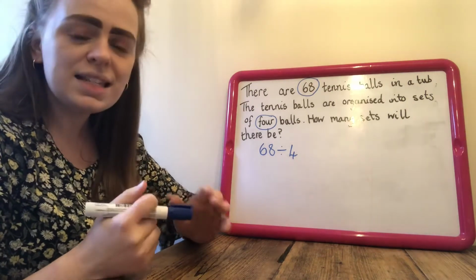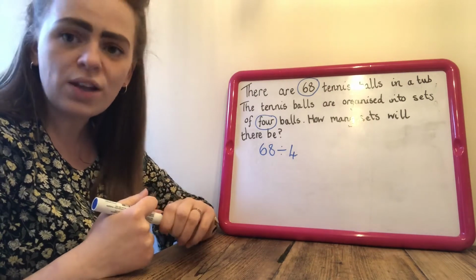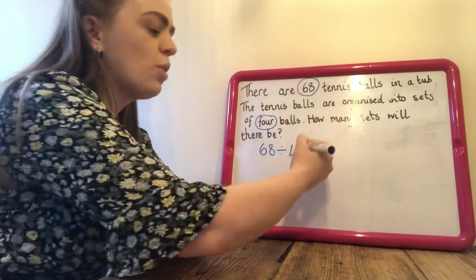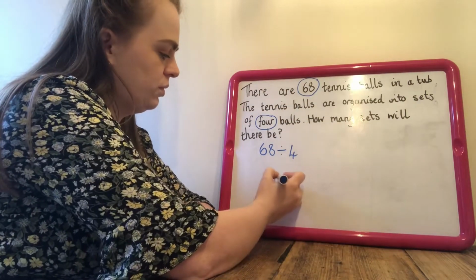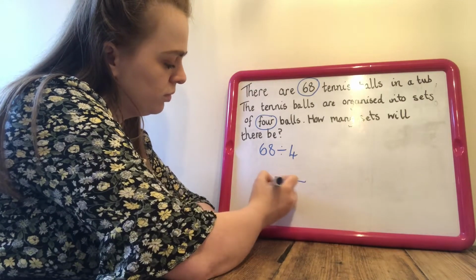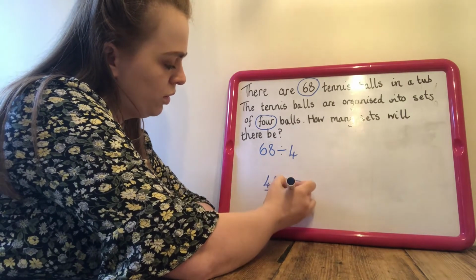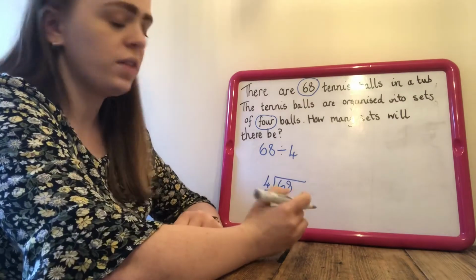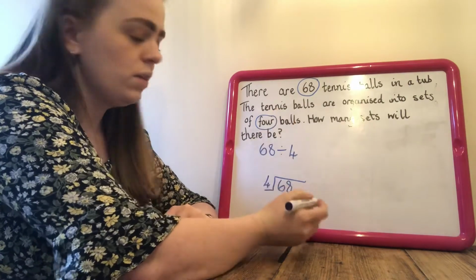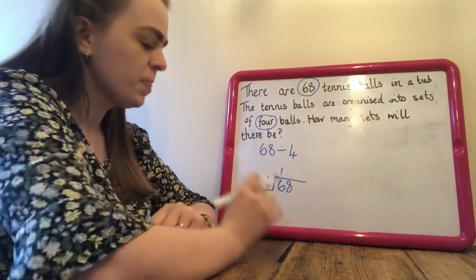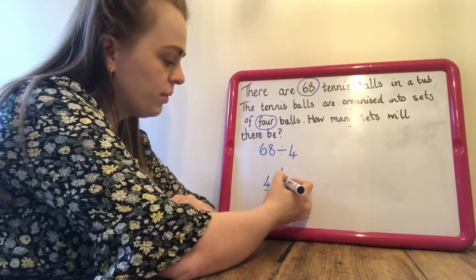Now, there are a few ways that you can work this problem out. Now, one of the easiest ways to do this might just be to go into formal division. So I'm going to rewrite this as a bus stop division. Okay, and I'm going to see if I can solve this. So how many 4s go into 6? 1 4 goes into 6. And there are 2 left over.